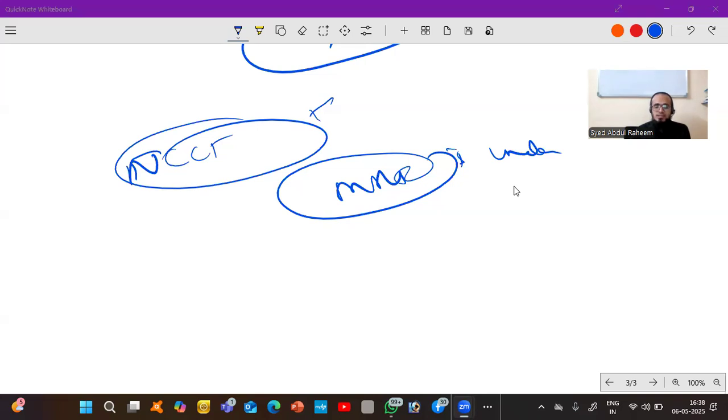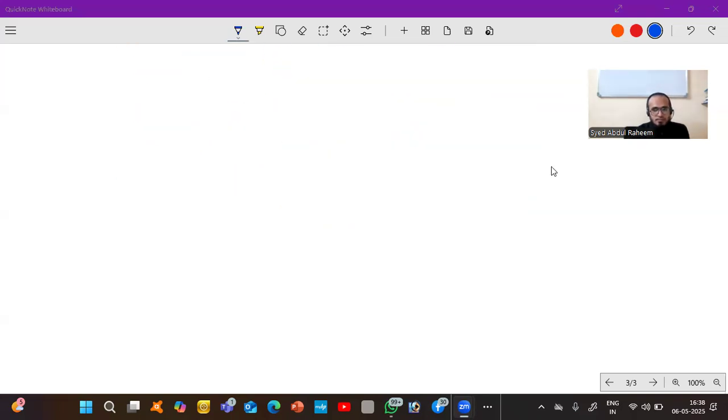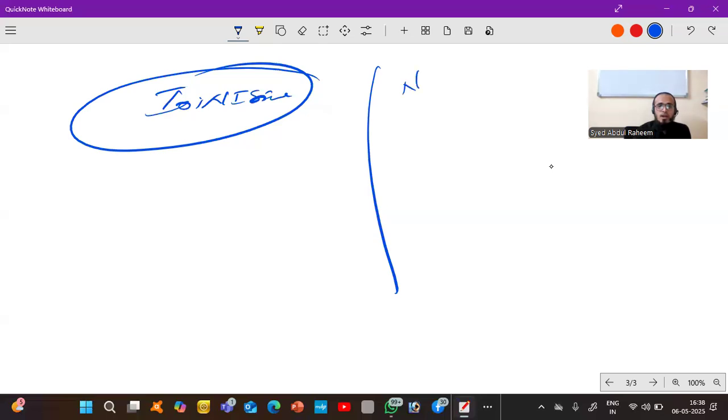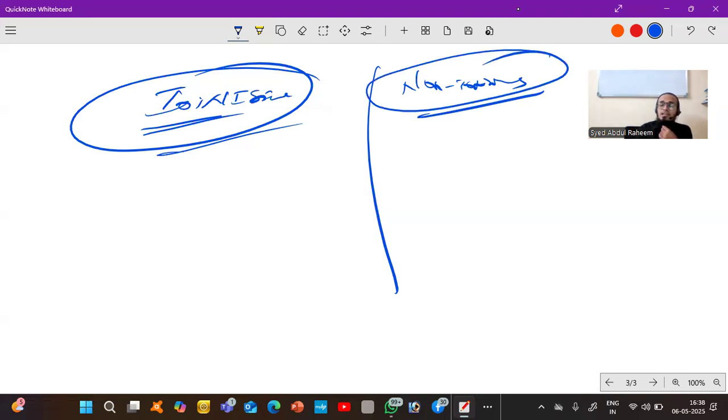Some are ionizing, some are non-ionizing. Ionizing is nothing but positive ions, cations, anions. All this comes under ionizing agents. Non-ionizing can easily be done without any side effects. Mostly they have rare side effects, but with ionizing we have to take care.